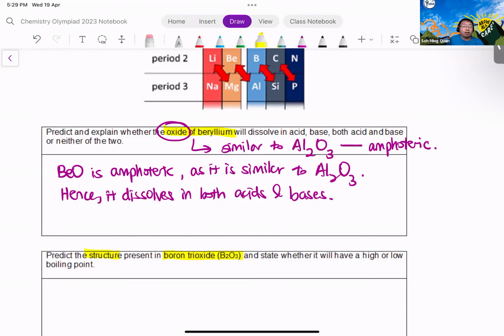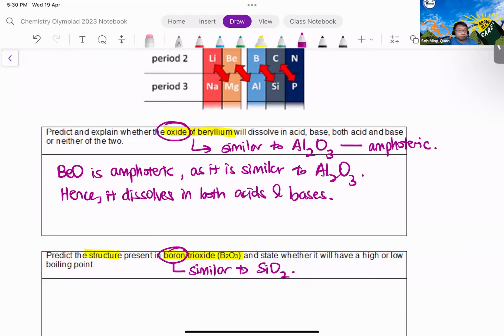So now you have to decide. Again, how do you decide based on this question? You have to know that boron is similar to silicon. They are linked by a diagonal. So boron trioxide is similar to silicon dioxide. Right? Silicon dioxide, boron trioxide. So silicon dioxide, SiO2, you have learned under bonding. SiO2 has a giant molecular lattice structure.